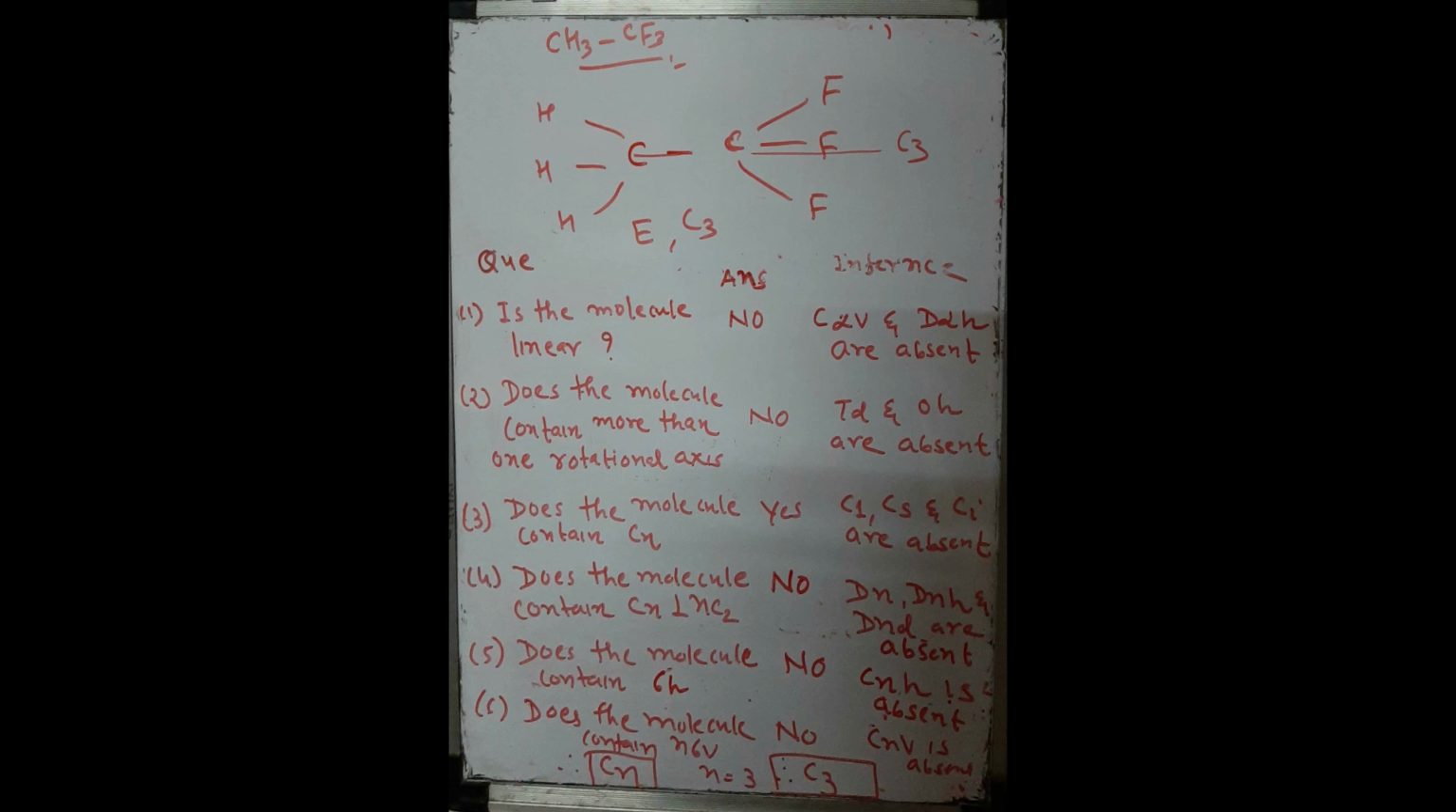Third question we are going to ask, does the molecule contain Cn? Answer is yes, that means C1, Cs and Ci are absent. Fourth question we are going to ask, does the molecule contain Cn perpendicular to nC2 axis? Answer is no, that means Dn, Dnh and Dnd are absent. Fifth question we are going to ask, does the molecule contain sigma h? Answer is no, that means Cnh is absent. Then does the molecule contain n vertical planes? Answer is no, that means CnV is absent. So point group of this molecule is Cn, and here n is equal to 3, therefore point group of this molecule is C3.